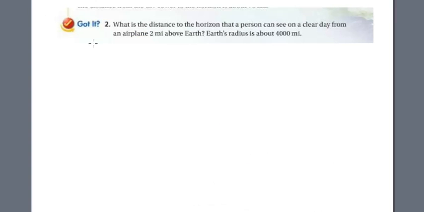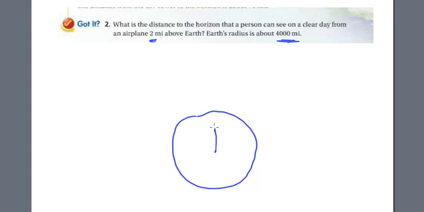Okay, this little word problem. What is the distance to the horizon a person can see on a clear day from an airplane 2 miles, that's important, above the Earth? Earth's radius is about 4,000 miles. So first thing, let's put this in kind of a picture form. There's our Earth, and our radius is 4,000 miles. It also says it's 2 miles above the Earth, so we're going to extend this line just a little bit, like that.